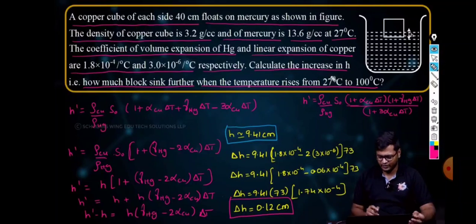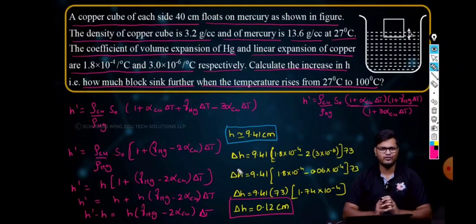0.12 centimeter. Here, initially at 27 degrees Celsius, we found the value of H. Then if the temperature is increased, what will be the value of H dash? That we formulated in terms of H. From there we got H dash minus H, substituted the values, simplified, and got this delta H as 0.12 centimeters. So that is about this question. I hope you followed this. Now we can move to our next question.